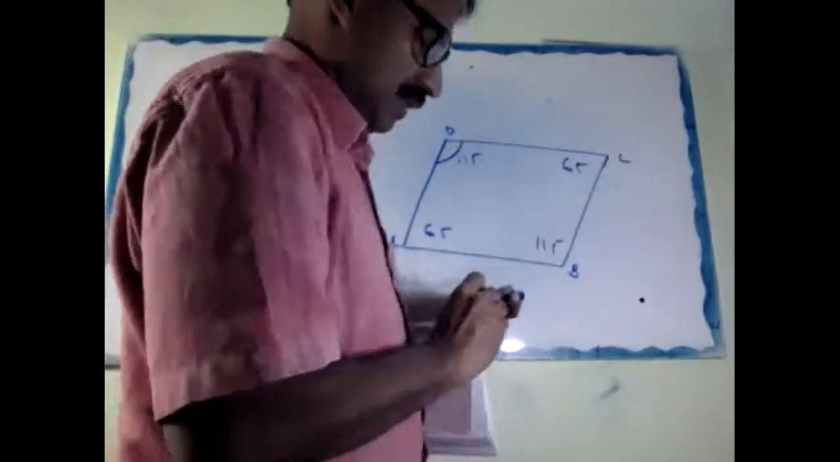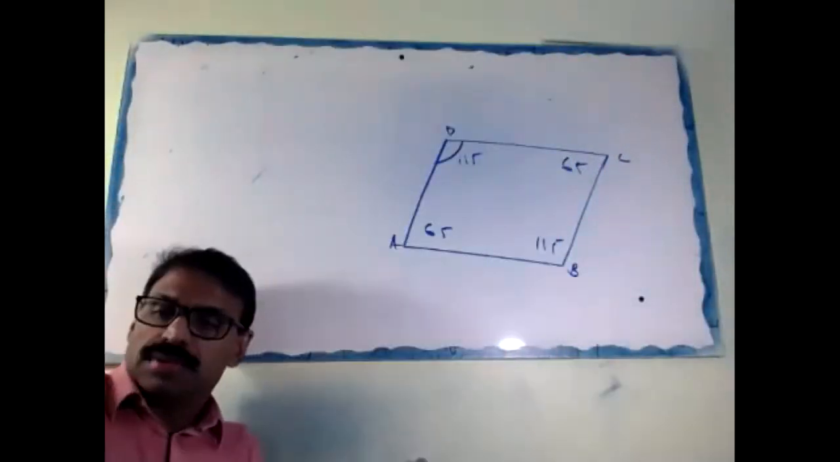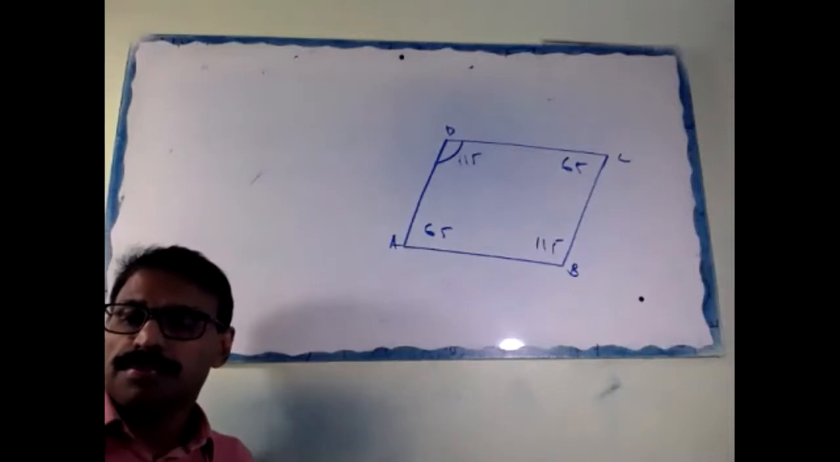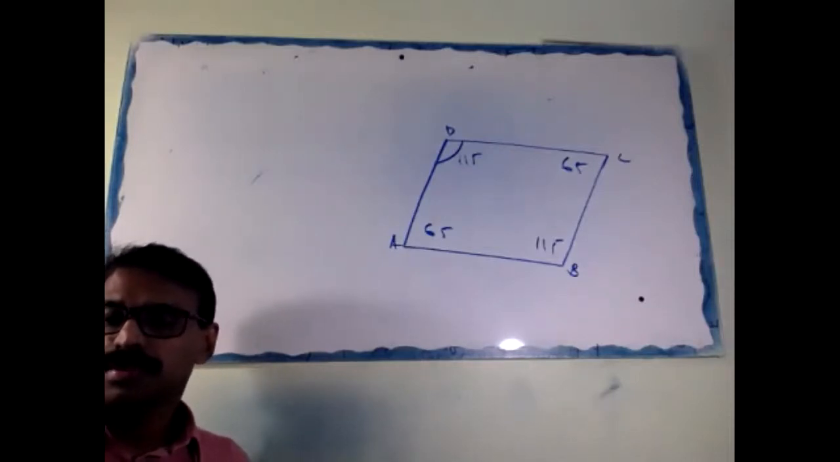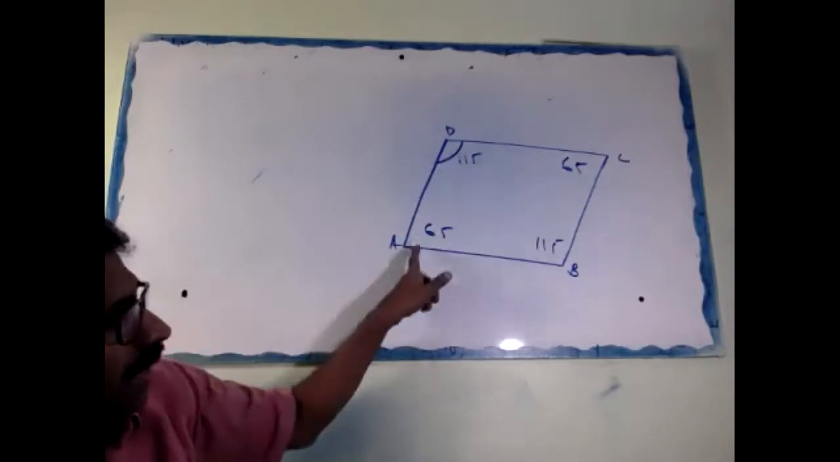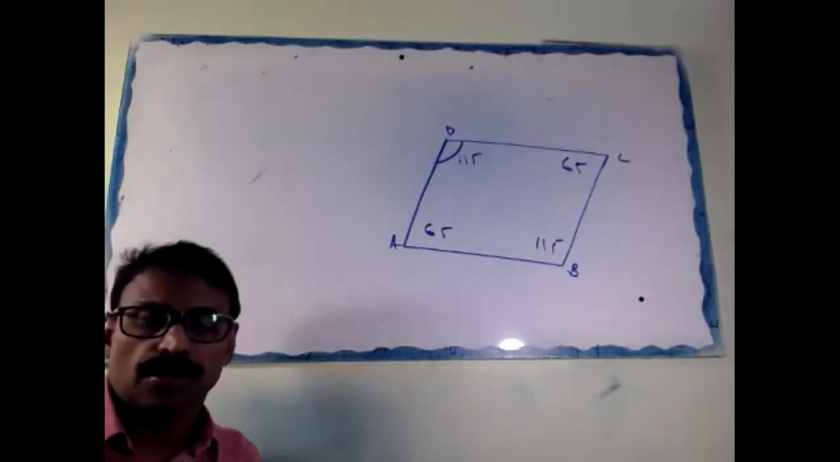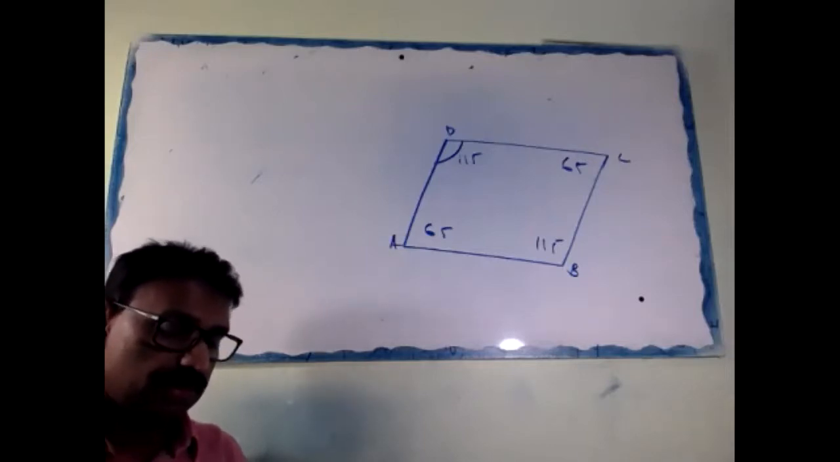So all got. Sham, you got? Hello, Sham. You got or not? Okay. Because why 65? Because this A plus D is 180 degree. Co-interior angles. Okay, complete first.